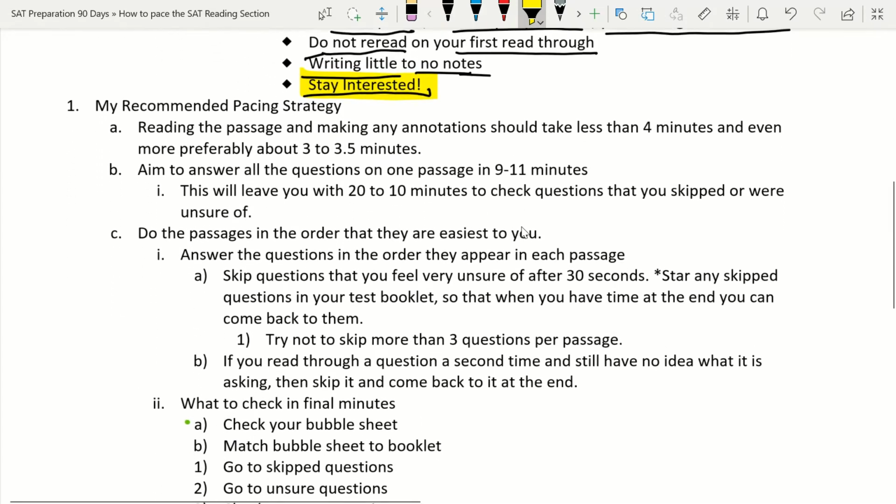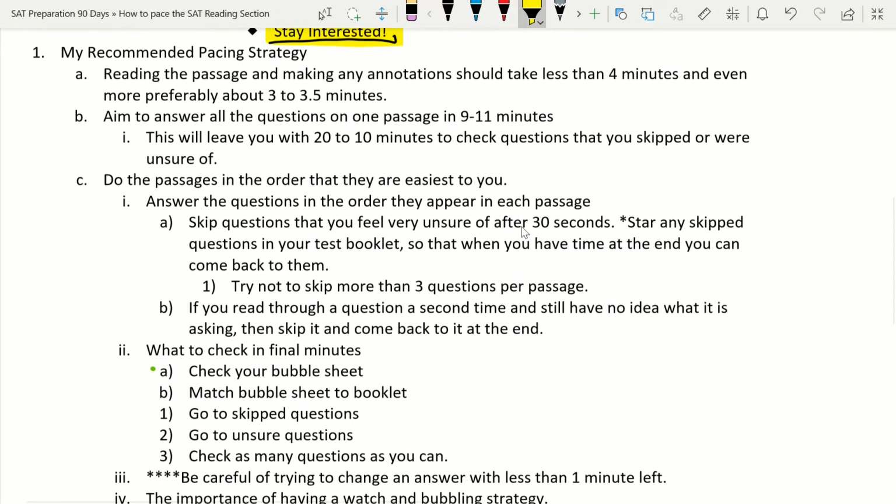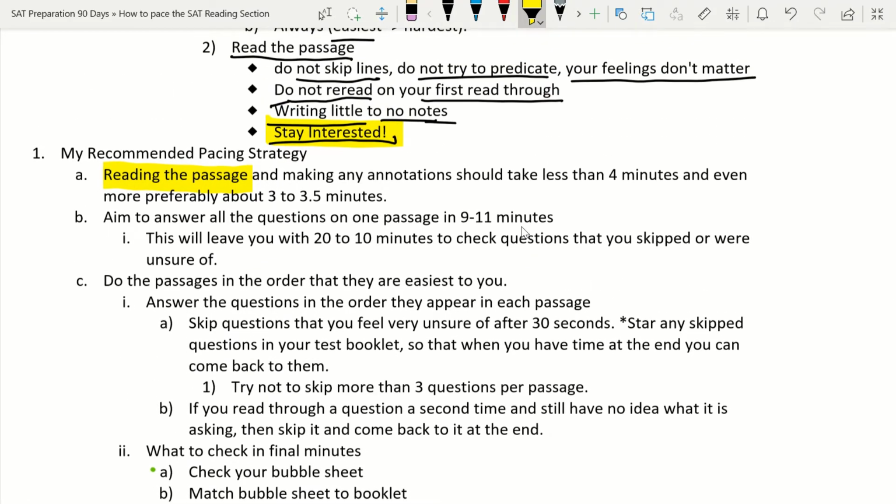All right, so now let's talk pacing. Here's my recommended pacing strategy, and the pacing strategy I used for the SAT reading section. First thing, obviously, doing that initial read-through of the passage like I've done and showed you, also making any annotations at the same time. By annotations, I just mean underlining, circling, anything you want to square, star, things like that, but always keeping on reading. That should take less than 4 minutes.